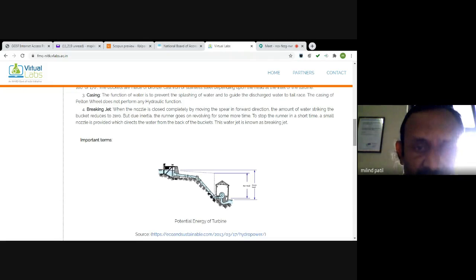This braking jet is provided generally because whenever there is a need to decrease the speed of the turbine or to stop the turbine runner, the runner cannot be suddenly stopped because of its momentum and mass. That's why the braking jet is provided in such a way that this jet will have impact at the back of the bucket, and after having an impact at the back of the bucket, the runner speed can be reduced. So that is what the braking jet does.